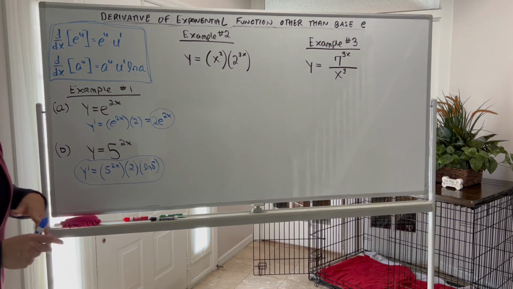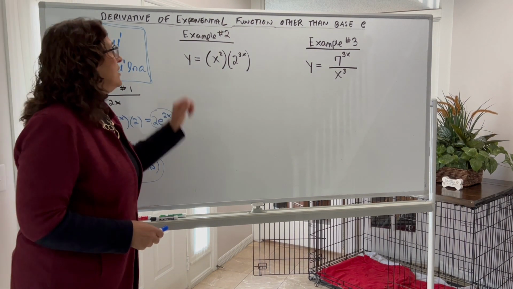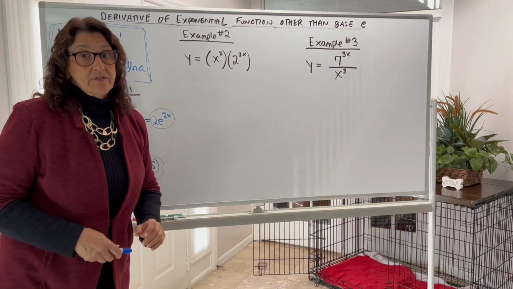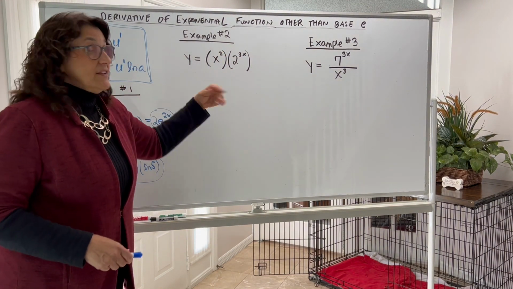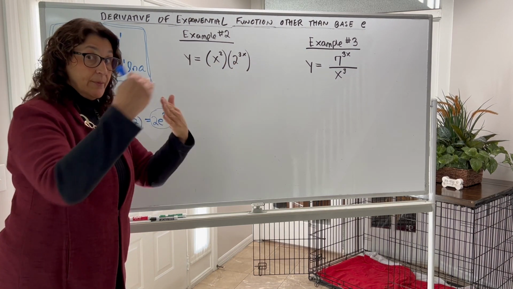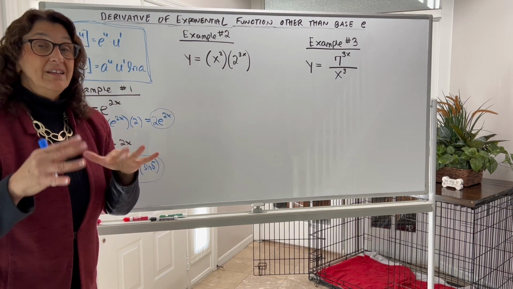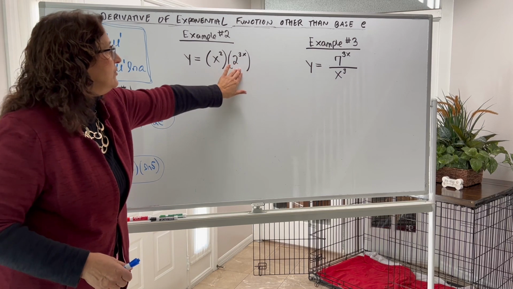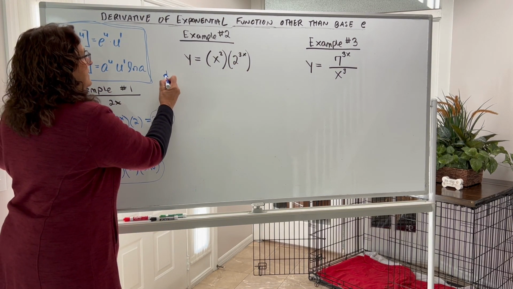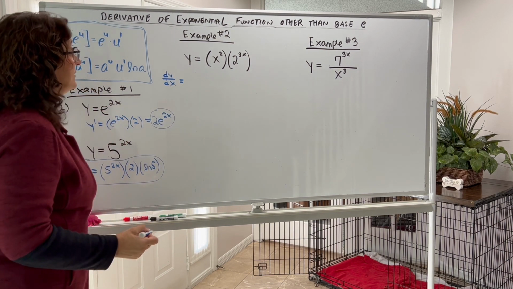Let's do 2 more examples that have some other rules involved as well. Here's example 2: y equals x squared multiplied by 2 to the 3x. We're going to need to utilize the product rule on this. This is our u quantity and v quantity, so u times v prime plus v times u prime. We're going to use the product rule, and inside the product rule, we've got this new a to the u expression. Let's see what this is going to look like and get this derivative, dy dx, or y prime.